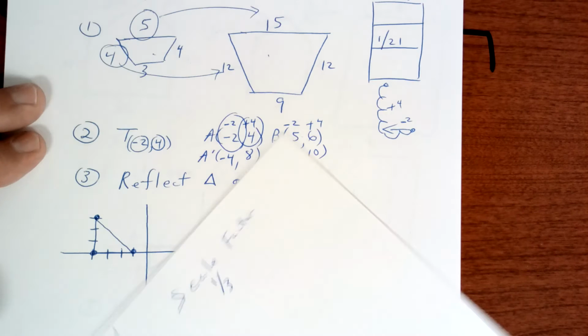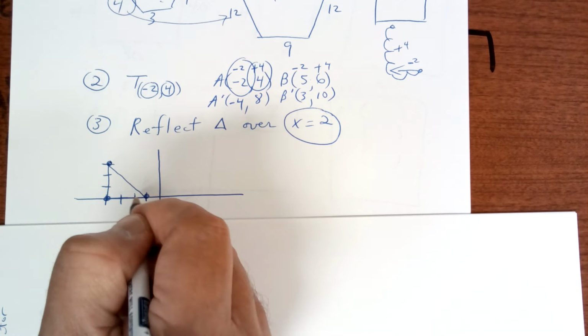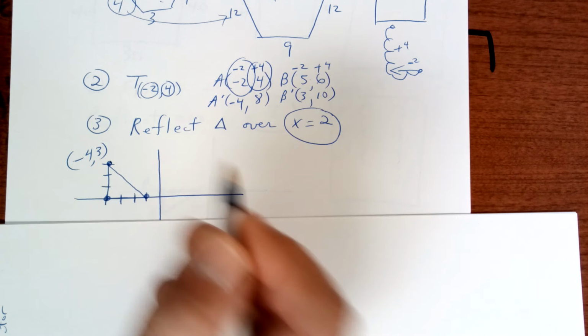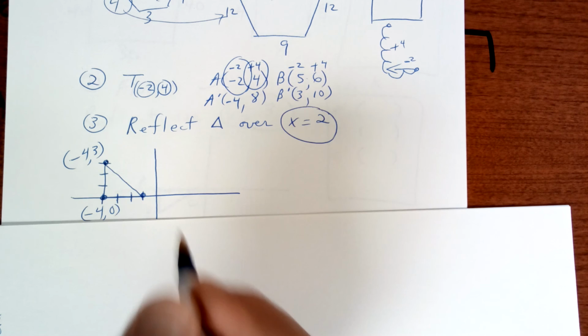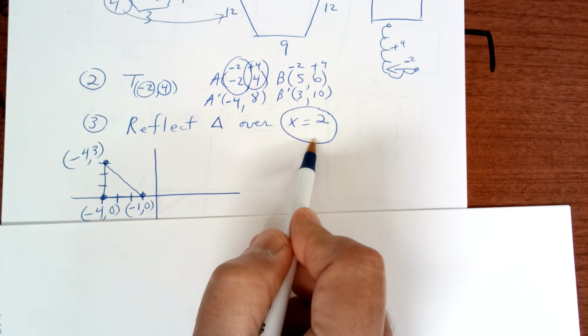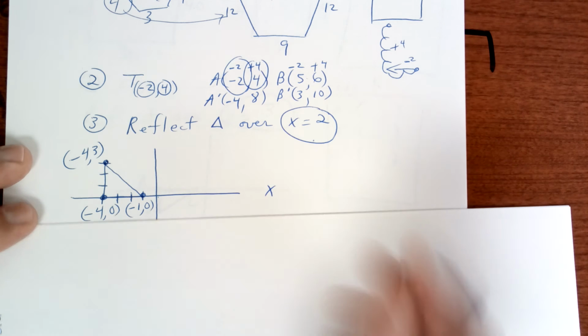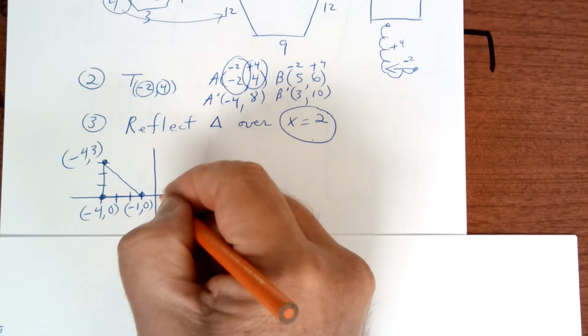On this one right here, when you reflect it, you have to first identify where these points are. So this point is -4, up 3. This one is -4, up 0. And this one is -1, up 0. Now, this line is a special case, and you have to know how to graph that. So x is right here, and x equals 2, put tick marks, would look like this.